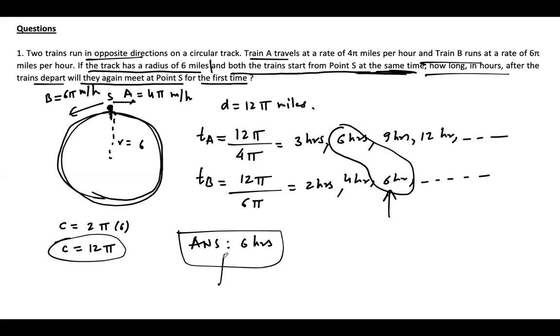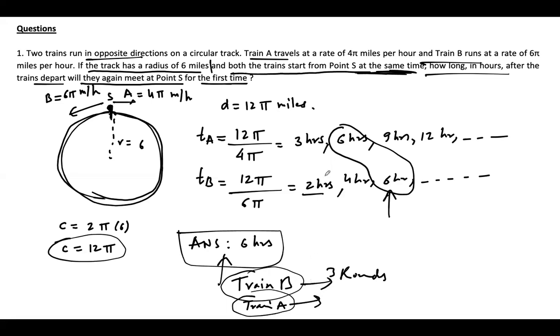So in these 6 hours, what is the total number of rounds traveled by train B? In 2 hours, train B is traveling 1 round, so in 6 hours, train B is traveling 3 rounds. What is the total number of rounds traveled by train A? 6 divided by 3: 3 hours, 1 round. So 6 hours, 2 rounds.